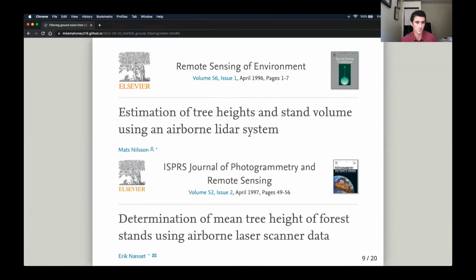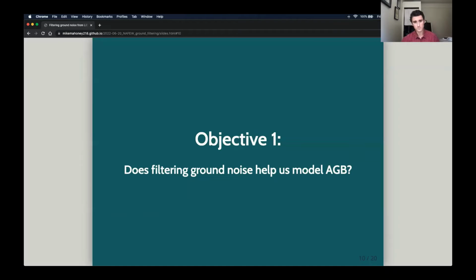So at some point, the field moved from modeling tree heights to biomass, and this process of filtering ground noise has sort of stuck around. But the way we're thinking about it, when you're estimating the biomass of a stand, it might be useful to know how much of the stand is open enough that these laser pulses can actually get through the canopy and hit the ground. So the amount of unoccupied space in this sense might be just as relevant as the size of the trees themselves. So our first objective that we set out to explore was whether or not ground noise filtering actually improves biomass models.